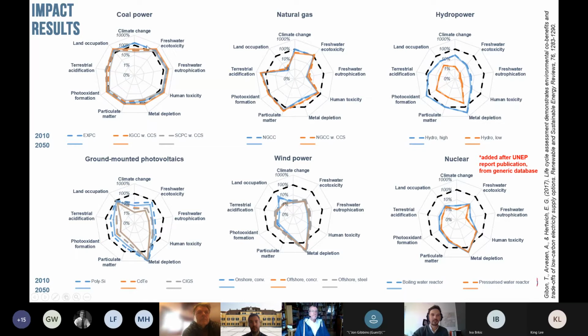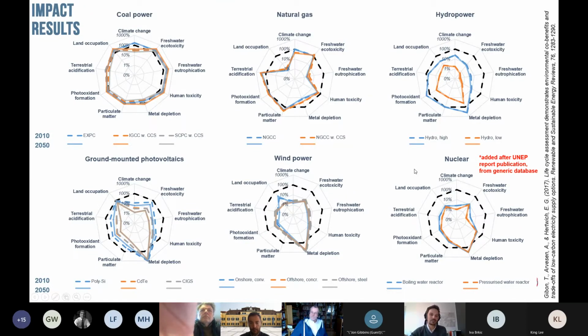So you can see that since most of the grid of 2010 relied on coal power, it sticks very much to the 100%. But for the newer technologies, you see variable profiles, mostly, for example, wind power and photovoltaics, which tend to have, let's say, an overflow of metal depletion because you use more materials per kilowatt hour delivered, but you also have co-benefits to decarbonization because you end up with lower particulate matter, lower photochemical oxidant formation, lower toxicity. For ground-mounted photovoltaics, you still have a bit of land use, but anyway.